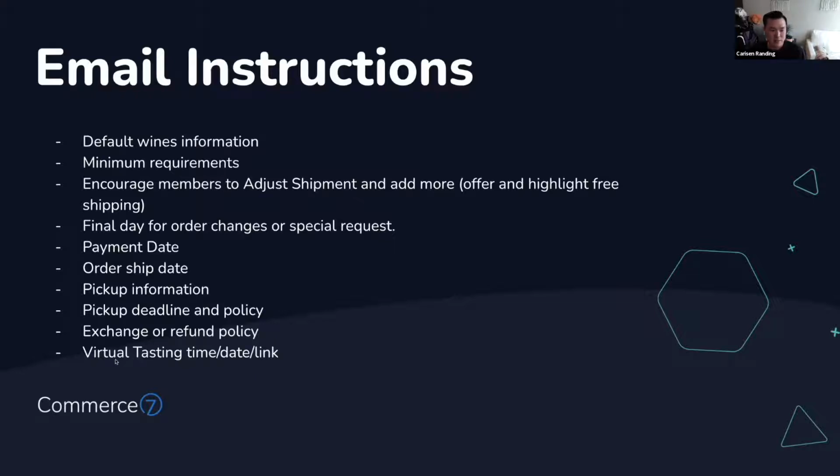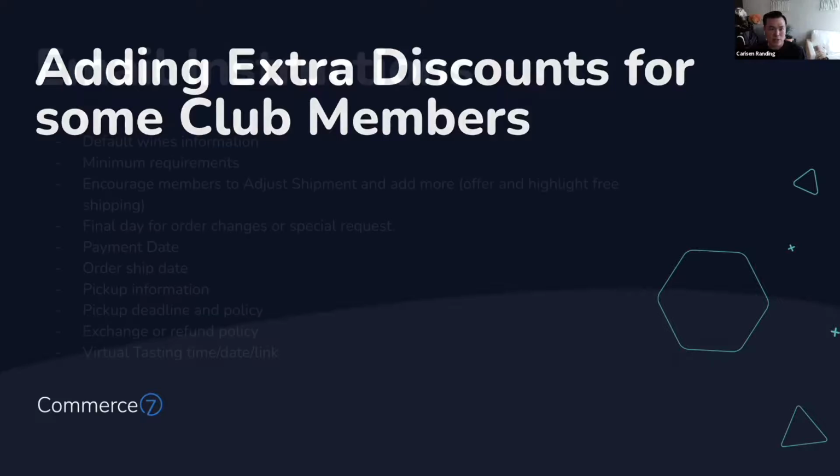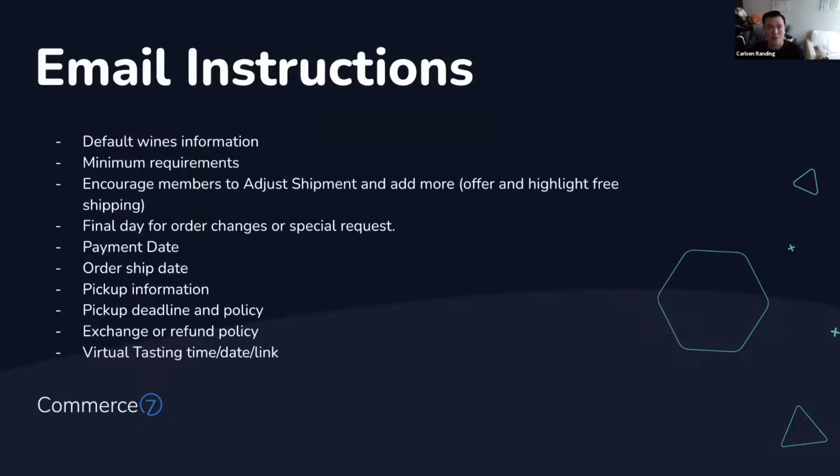And lastly, with COVID, I've been seeing a lot more of the virtual tastings. So after the shipment's processed and everyone receives the wine, the winery will put together a virtual tasting, and the email instruction is a good time to add information about that, a time, a date, and a link to the virtual tasting that your club members can join. All right, so those are kind of the considerations and the common information that I've seen get populated in the email instruction field by wineries.